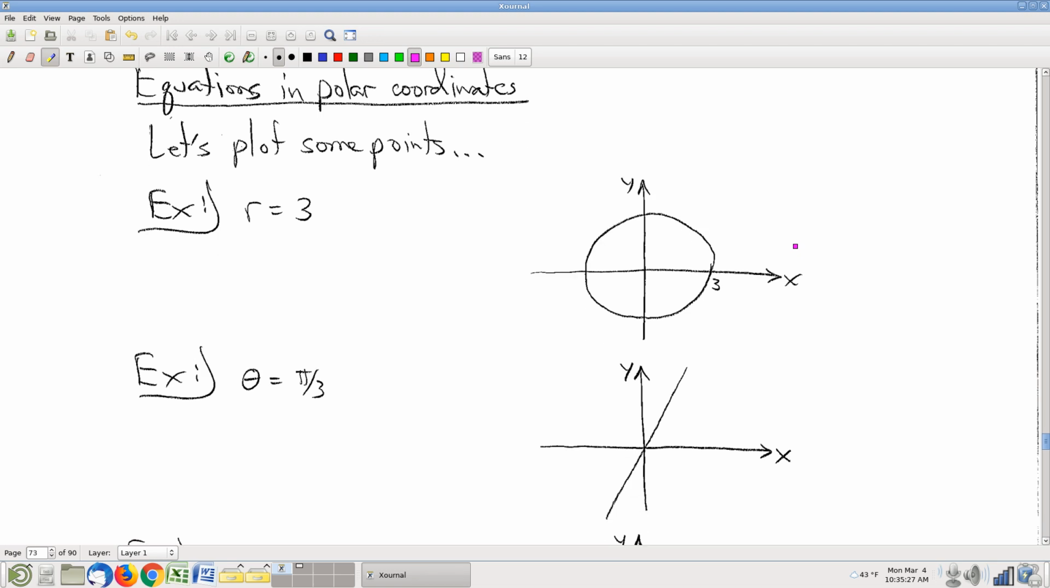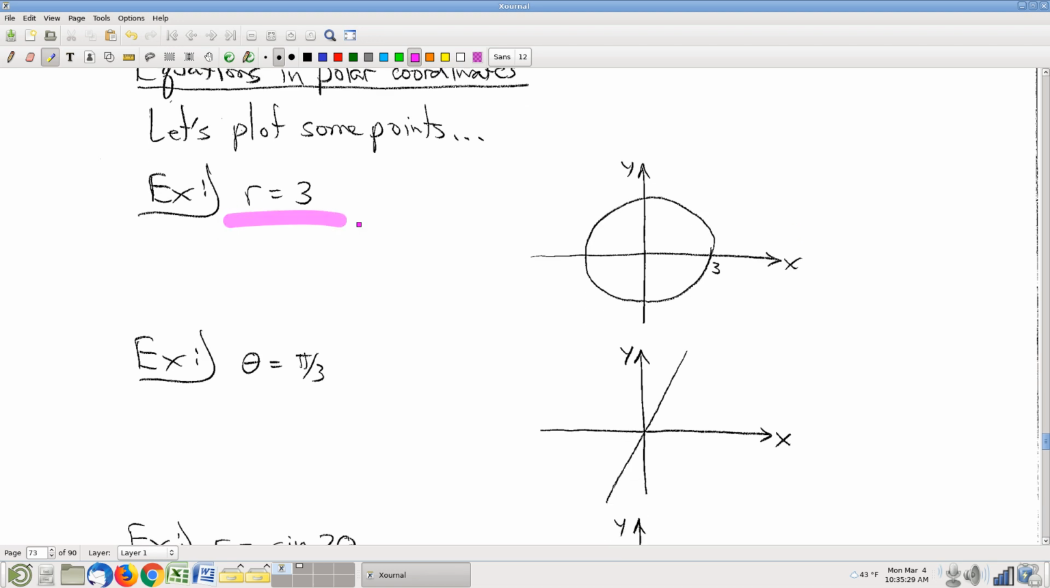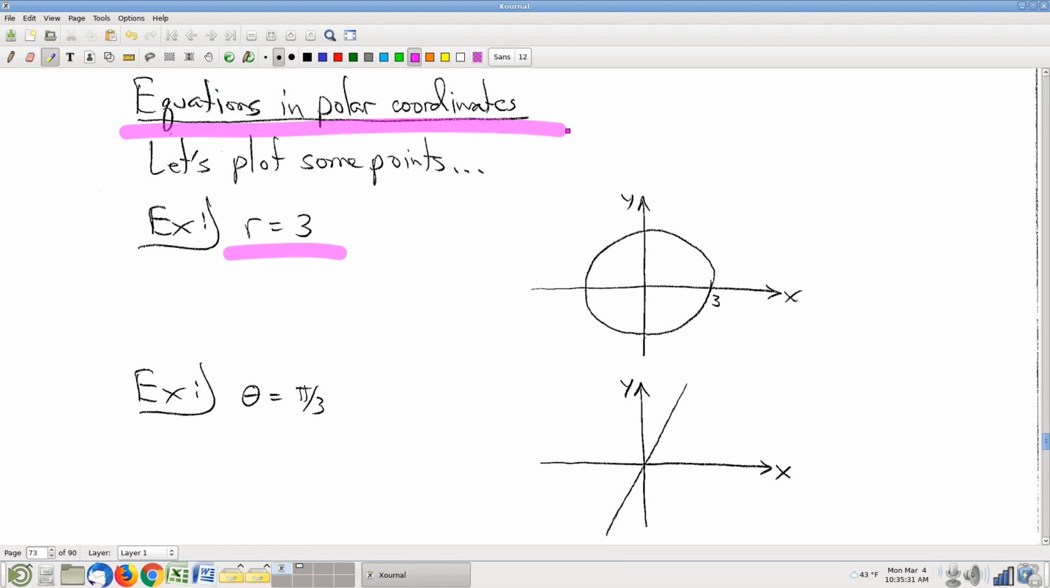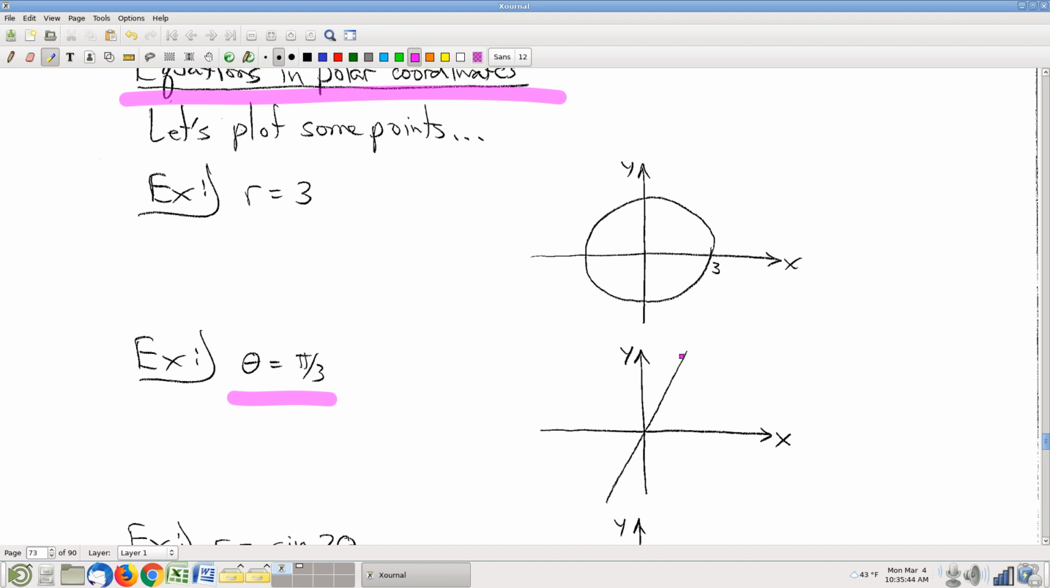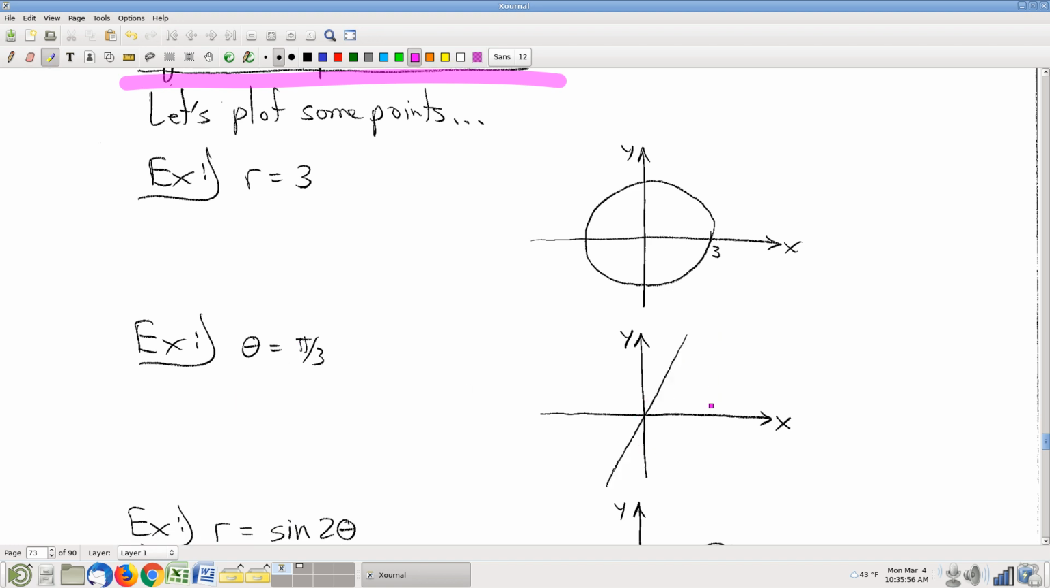But some easy examples. Here's an equation in polar coordinates: r equals 3. Pretty easy, that's a circle of radius 3 centered at the origin. Okay, what about theta equals pi over 3? Well, that determines that direction, but do keep in mind r can be positive or negative. And so therefore, you get this whole line. So a couple of freebies.